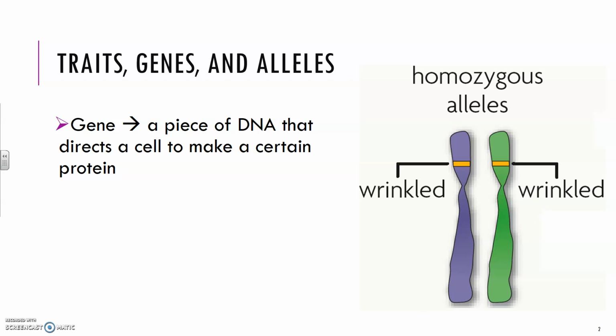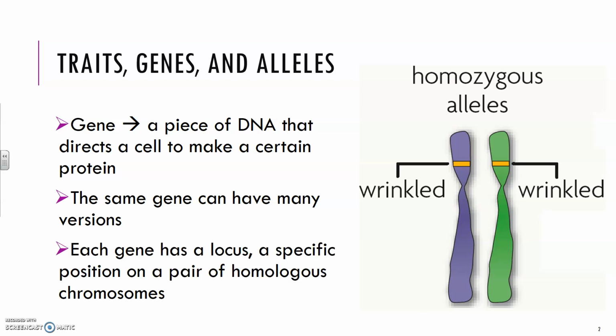So, like we talked about in the last section, the gene is basically for a certain trait. In this case, it would be the seed form, if it's wrinkled or round. So the same gene can have many versions. We talked about this briefly at the end of the last section, where I said that they are different variations called alleles. So each gene also has what's known as a locus, basically location.